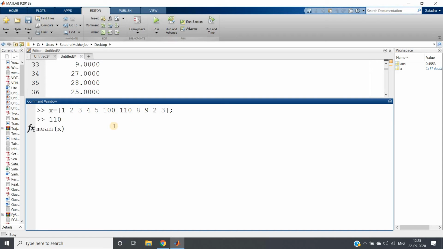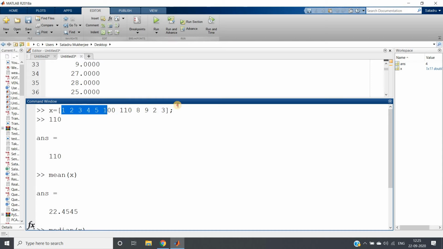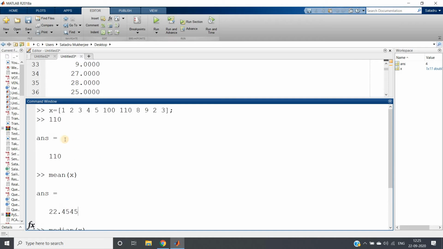The mean is going to be 22.4545. And check the median of x: it is 4. So what you can understand is that the median is 4, which is a good representative of this data set, because the median is never affected by outliers. But the mean, which is 22.45, is much deviated from most of the small data points of our data set because of the presence of these outliers.